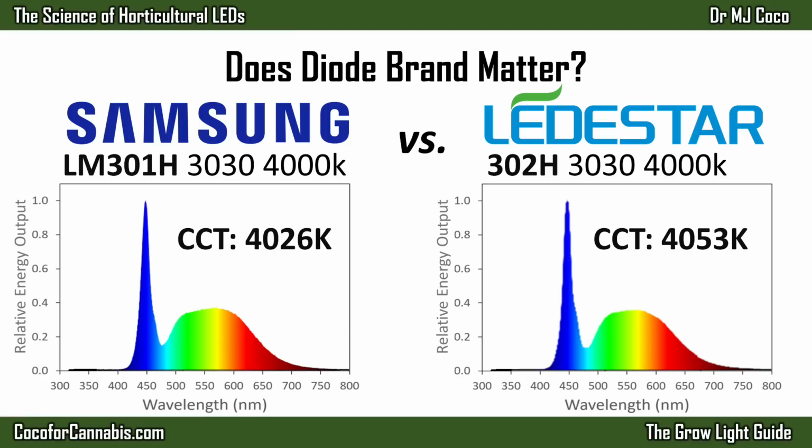In terms of spectral output, the two brands of diodes are also extremely similar. They both have strong peaks in the blue, troughs at about 500 nanometers, and a secondary peak in the red. The peak in the blue is due to the fact that the semiconductors put out 450 nanometer light. The secondary peak in the red is the result of the phosphor.